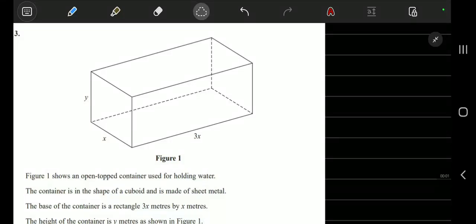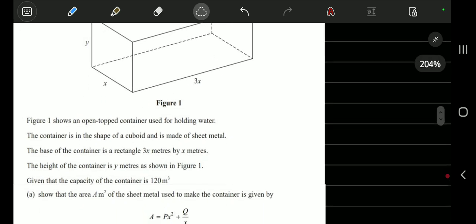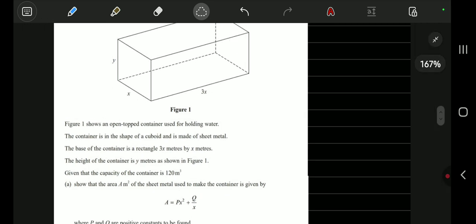Look into question 3. Question 3 says you have a figure that shows an open-topped container for holding water. The container is the shape of a cuboid. The base of the container is a rectangle 3x by x meters, the height is y meters, and the capacity is 120 m³, and we need to show that the area is equal to px² plus q over x.